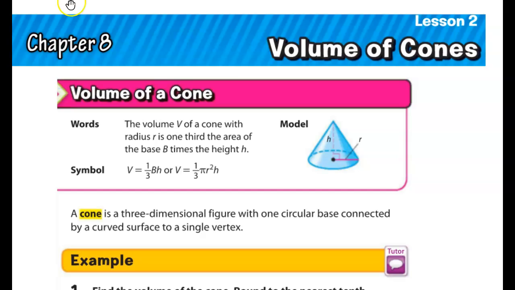Chapter 8, Lesson 2, Volume of a Cone, or I guess technically volume of cones. It's very easy to do. We're going to go ahead and use the formula down here. The volume is 1/3 pi r squared times the height.